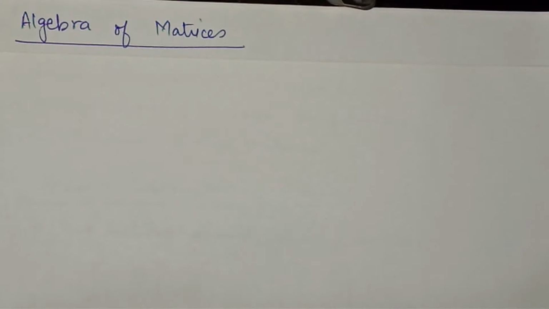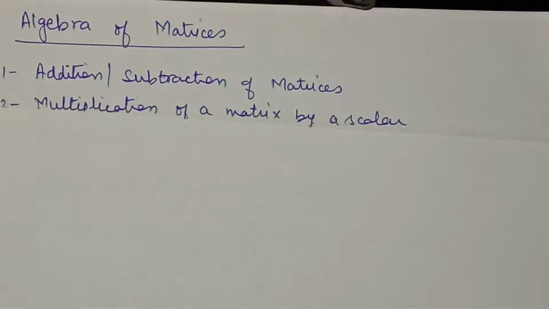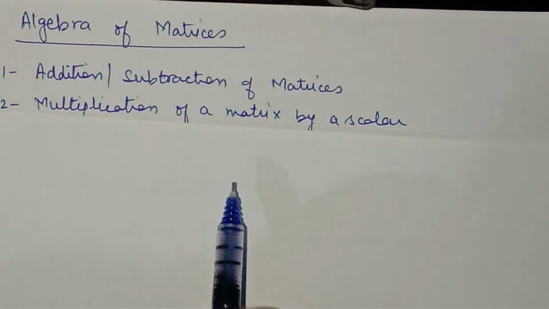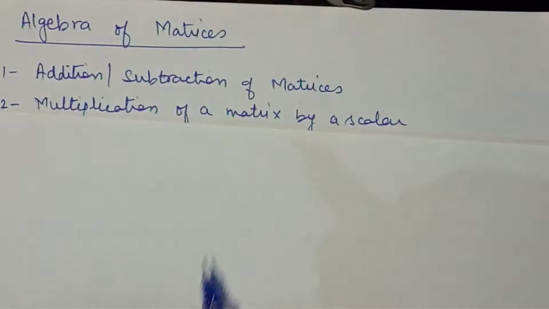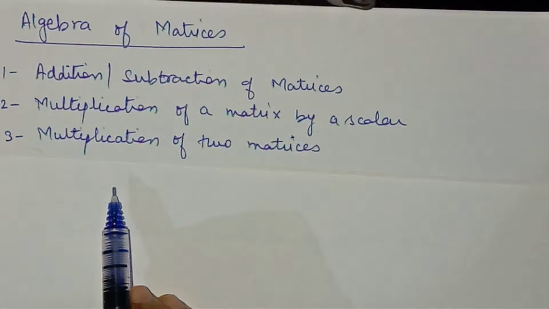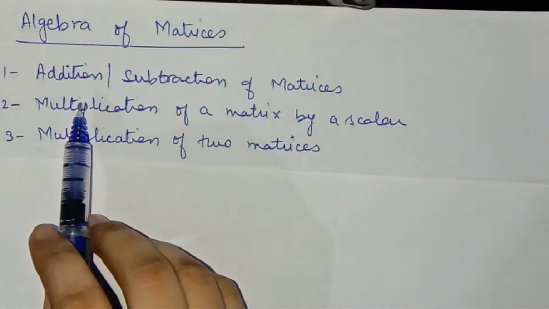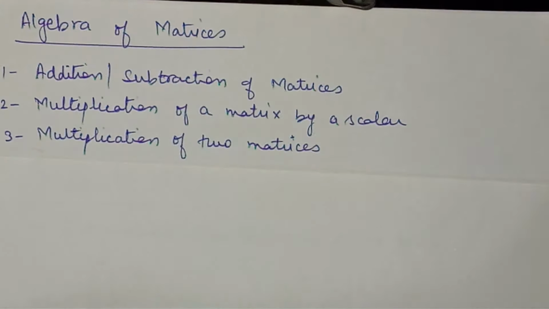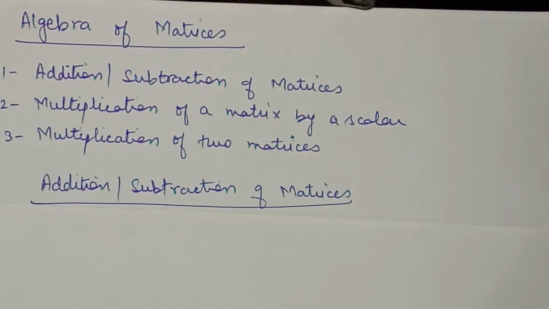The next topic is algebra of matrices. Now in case of algebra of matrices, we will see how various mathematical operations can be applied on matrices. So in this topic we will see addition and subtraction of matrices, the multiplication of a matrix by a scalar, and multiplication of two matrices. So the very first topic is addition or subtraction of matrices.